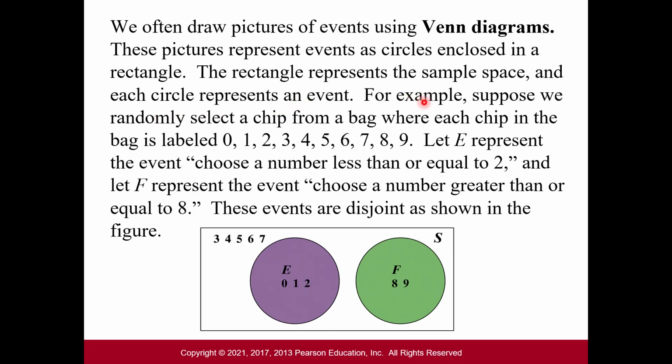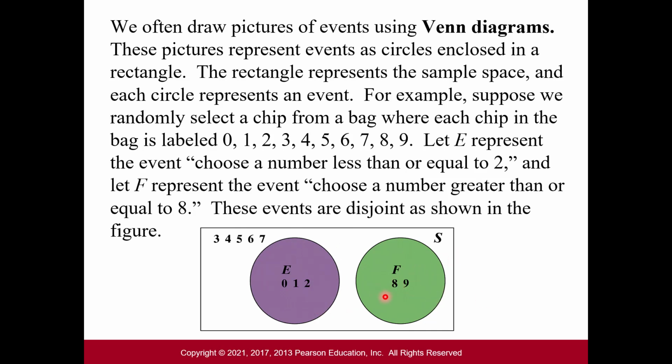So for example, let's say we randomly select chips from a bag where each chip is labeled with the numbers 0 through 9. We're going to say that the event E is where we choose a number less than or equal to 2. And then we're going to let the event F be where we choose a number greater than or equal to 8. Notice that these two events are disjoint or mutually exclusive.